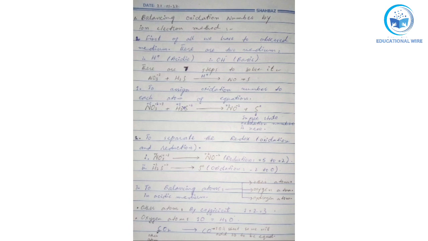The second point says to separate the redox, which means to separate the oxidation and reduction. After assigning the numbers, we have to separate the reduction method and oxidation method from this equation. So we are making two parts, part number 1 and part number 2. In part number 1 we will write the reduction equation, that is NO3 minus 1, with minus 2 and plus 5. We will also write the oxidation numbers that we found in our first point.